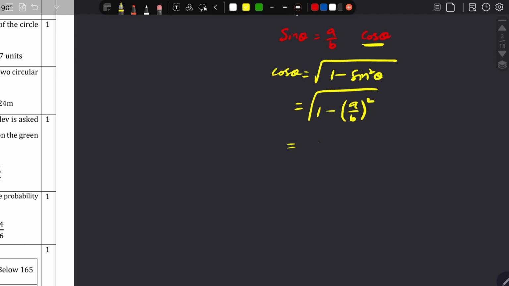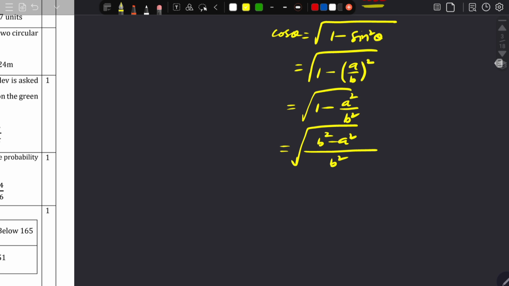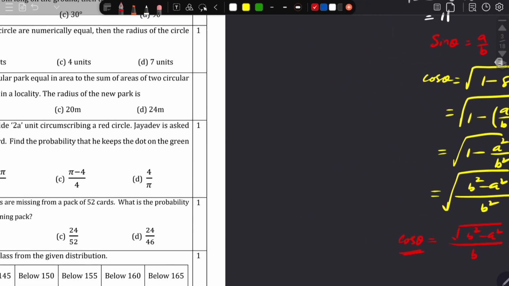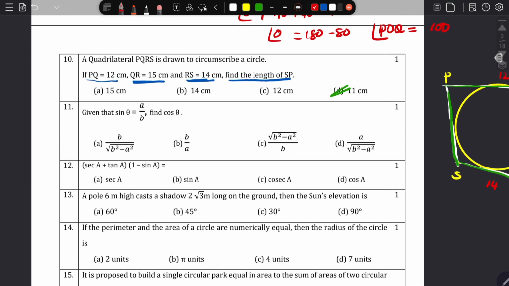By simplifying the values, 1 minus A square by B square in a root. By taking LCM, B square is the LCM, so B square minus A square, and write the square root for numerator and denominator separately. Then we get square root of B square minus A square over square root of B square, and the square root cancels, giving B. So therefore the required cos theta is equal to square root of B square minus A square divided by B alone. So which option is correct? Option C is absolutely the right answer.